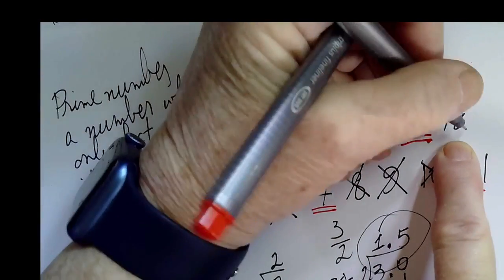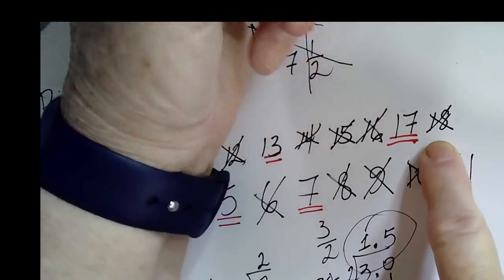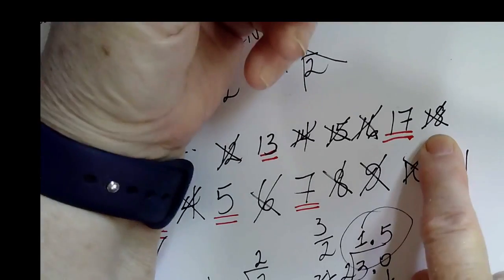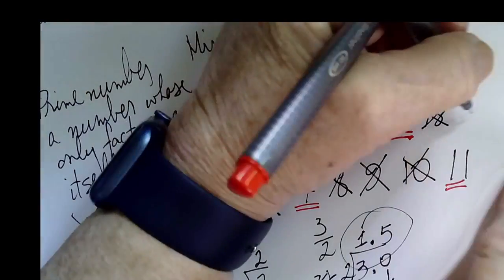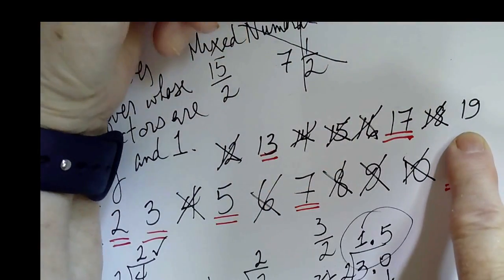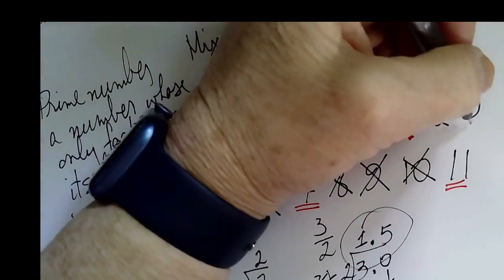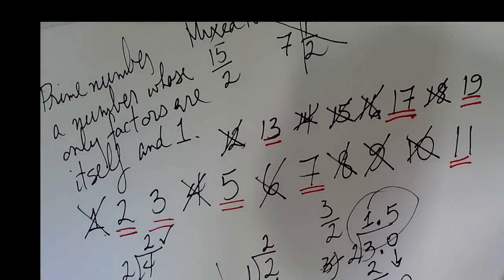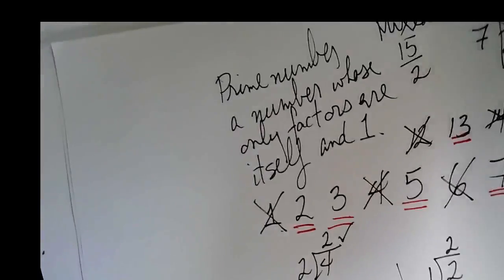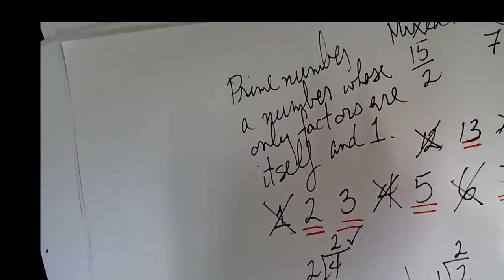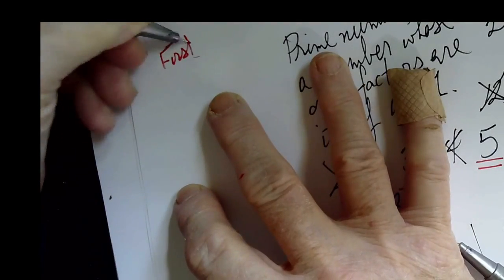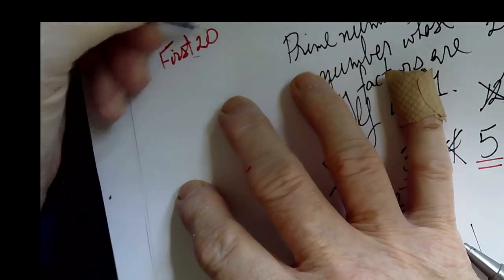18, that's 2 times 9. It's also 6 times 3, so loads of ways to write 18 besides 1 times 18. 19, that's right, 19 is another prime number. And I want to give you a list of the first, say, 20 prime numbers that I want you to copy into your notes. So the first 20 prime numbers.